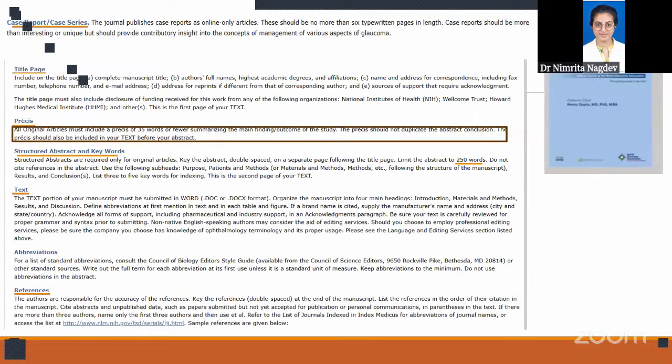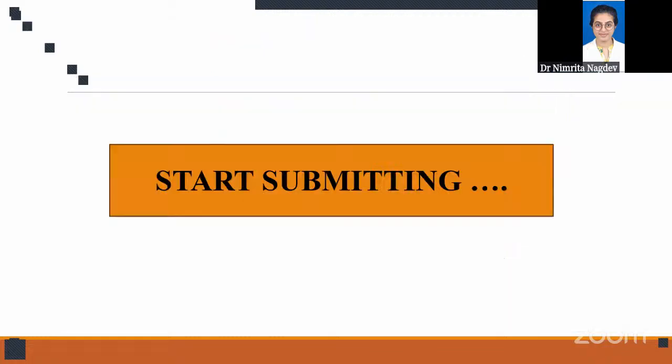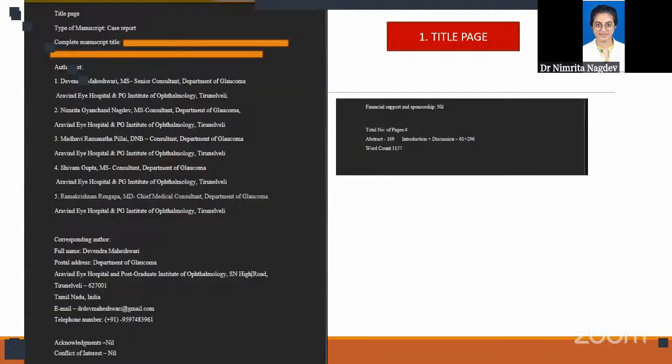For example, for the Journal of Glaucoma, everything is the same, but it includes a precis of 35 words, which has to summarize the main finding and the outcome of the study. After writing, you have to start submitting. So first, this is the example of a title page, which includes the type of manuscript, complete manuscript title, author list, corresponding author, any conflict of interest, and any financial support.